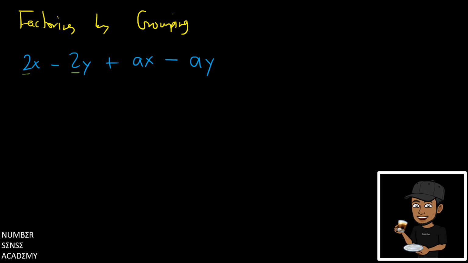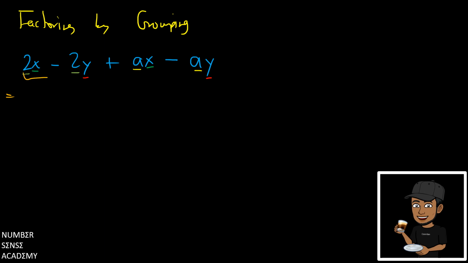Great. Next, I have an x here and an x here, so I could factor out an x by grouping the 2x and the ax. Third, I have a minus 2y and a minus ay, so I could factor out a minus y or a y, depending on what I feel like taking out. And then I also notice that I have an ax and a minus ay, so I could also factor out the a's there.